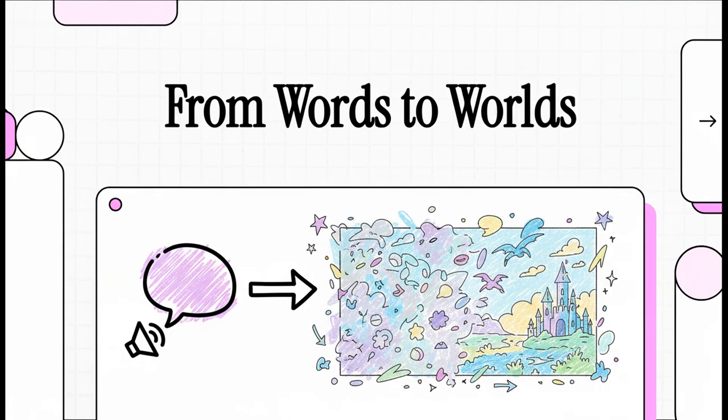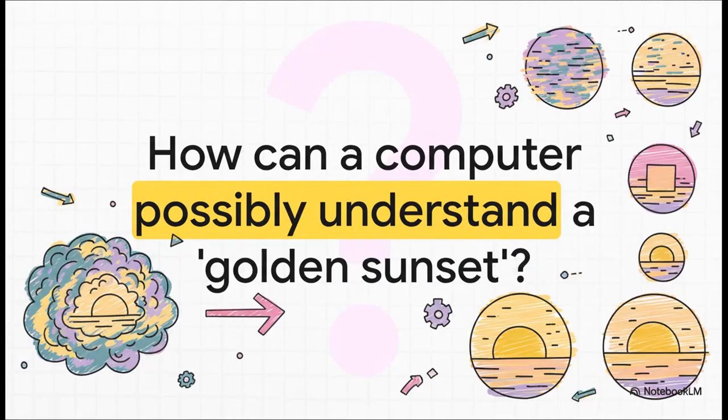Welcome to the Explainer. Today, we're jumping right into the magic behind AI image generation. You know, the tech that turns a few simple words into these absolutely stunning, complex worlds. I mean, how can a computer, just pure logic, create art?